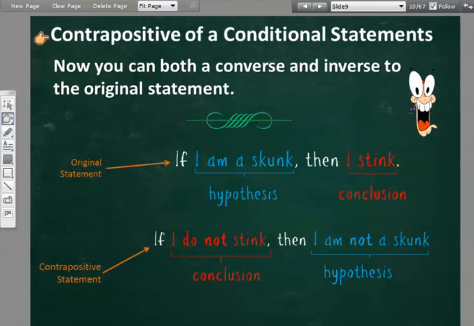Alright, one more. It's called the contrapositive. Now you can do both a converse and an inverse to the original statement. This guy right here is going, what? So here's your original. If I am a skunk, then I stink. Here's the contrapositive. Look, we're flipping the hypothesis and conclusion. That would make it a converse. And then I'm going to negate it with the word not, which is the inverse. So I'm doing both of those. It says if I do not stink, then I am not a skunk.